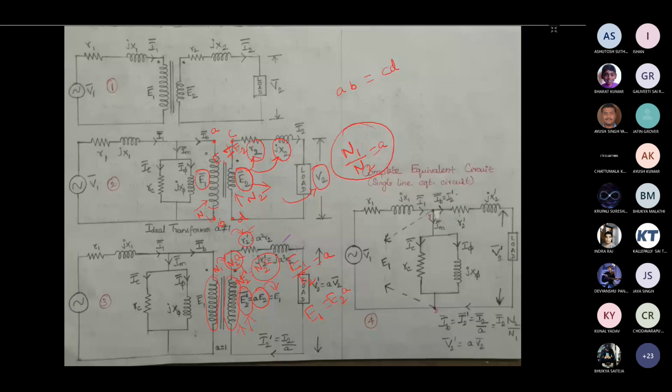This reactance term I have written as A square X2. You forget about this J term. And why it is A square has a different explanation; you don't bother about it now.